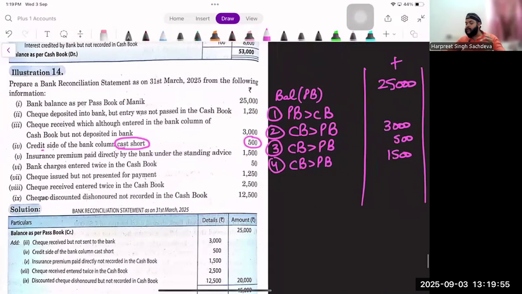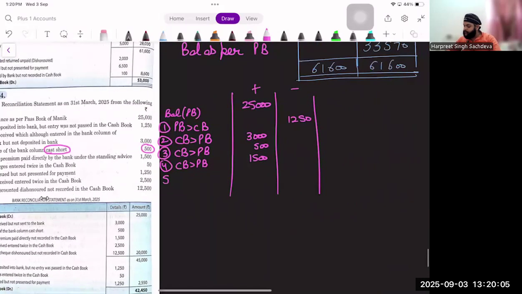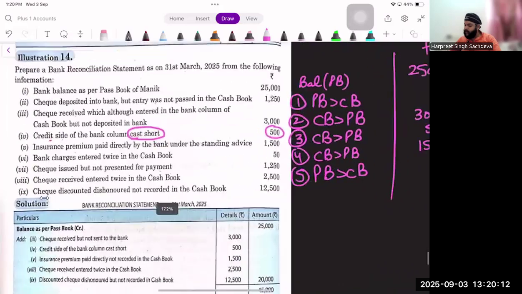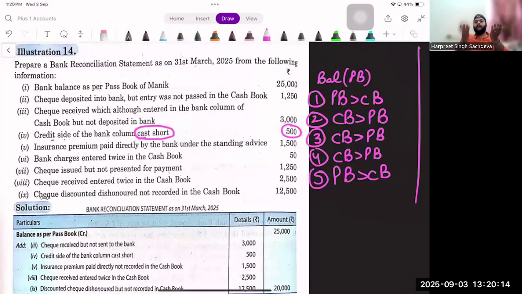Bank charges entered twice in the cash book. Bank charges, bank will decrease. Cash book decreased twice. So which one will be greater? Passbook by rupees 50. बिकॉज उसने 50 माइनस किया, हमने 100 माइनस कर दिया, सो गैप विल बी 50 रुपीज. यस और नो?